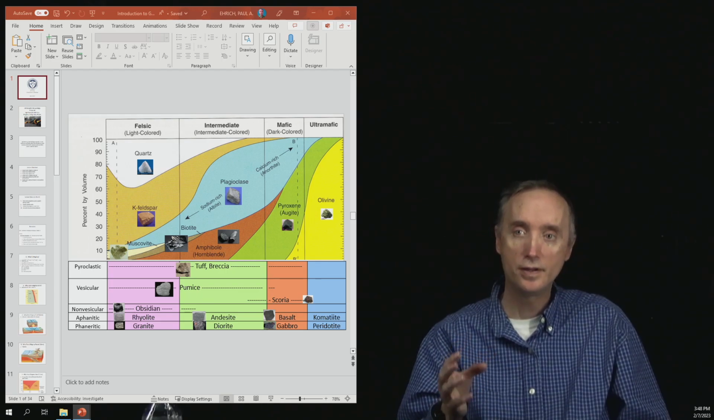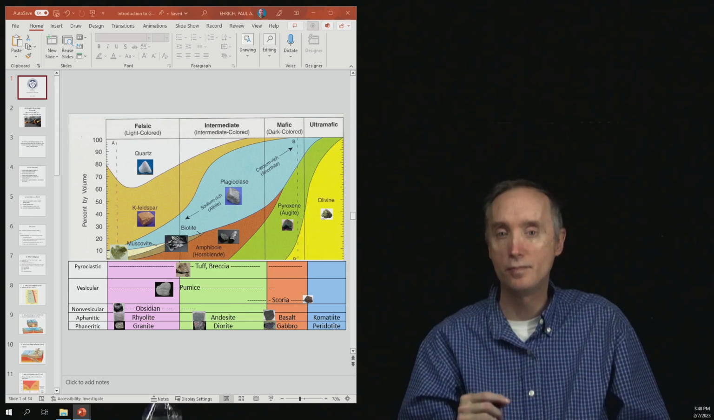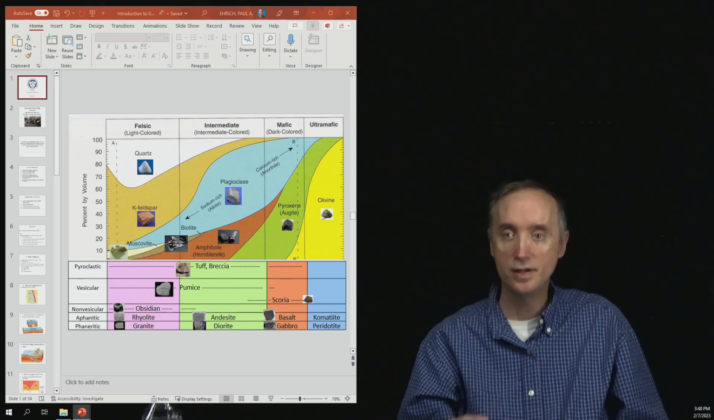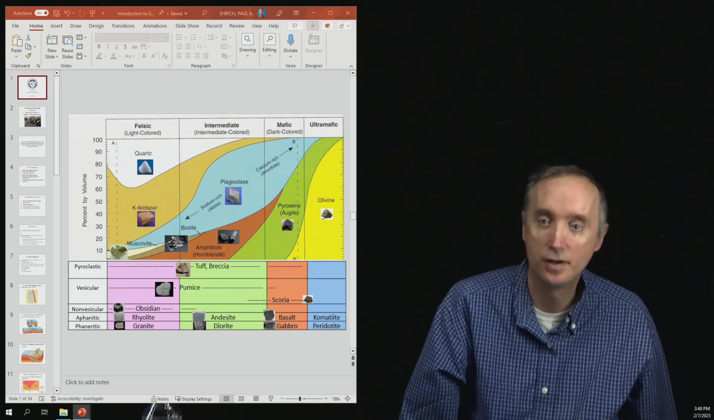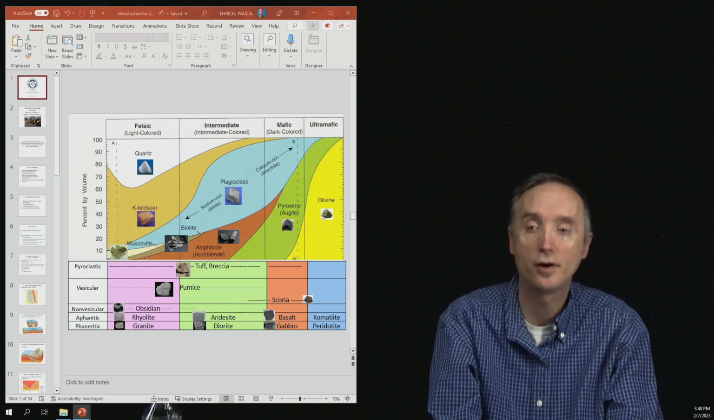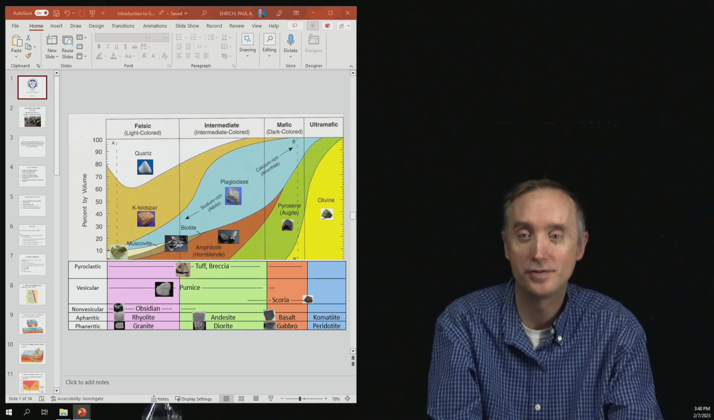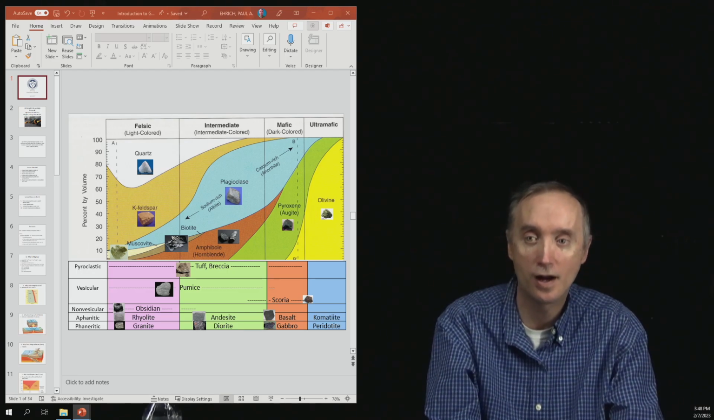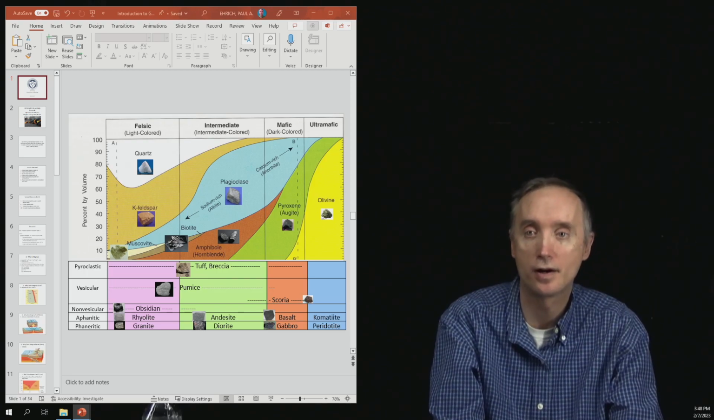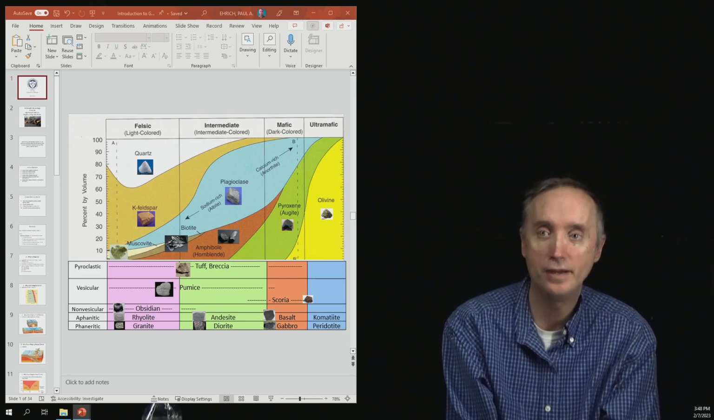And so this is going to make up ultramafic rocks that are going to make up the mantle of the earth. And you can see that there are two kinds. You have komatiite, which is a very rare kind of igneous rock, and then you have peridotite, which is the much more common type of igneous rock that you're going to find in the mantle. Now let's go to mafic.